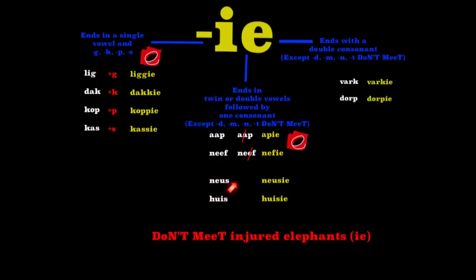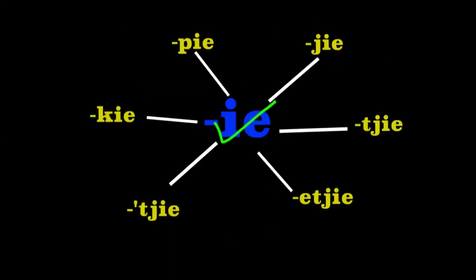For neus and huis, because they're not the same vowels, they don't get jealous and they don't get scared and they don't run away and they don't hide, and they don't sound different when you add "ie" to the end of them. So neus becomes neusie and huis becomes huisie. For the third group, they're words that end with a double consonant, again except D, M, N, or T. So you get words like vark and dorp, pig and town. So vark, just add "ie" becomes varkie, and dorp, just add "ie" becomes dorpie. So the kissing only applies where it's a twin vowel or a single vowel. So now we can say that we've crossed "ie" off our list, and we're now going to move to etjie.